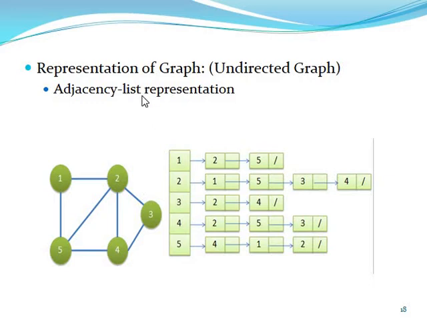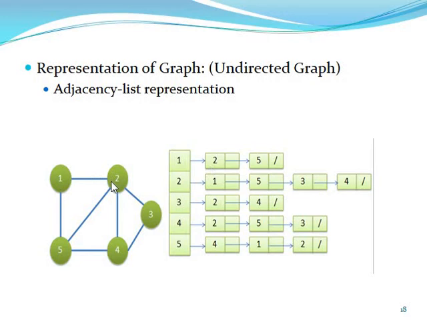Now the list representation. How can you represent the list? Here you have written the nodes 1, 2, 3, 4 and 5, and now we write which nodes are connected, for the undirected graph. Now 1 is connected to 2 and 5, so you represent 2 and 5 here in the list. It means you have represented a linked list.